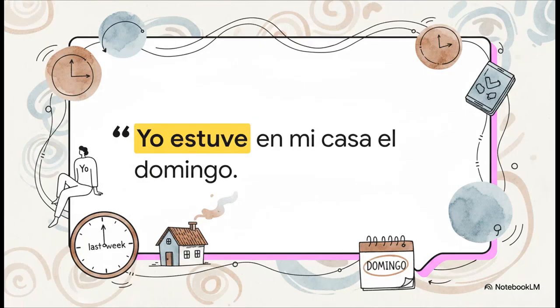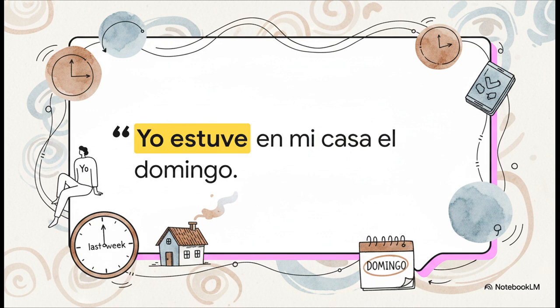Let's break down the very first example. Yo estuve en mi casa el domingo. Notice how that pronoun yo perfectly matches up with estuve, ending in that E we just talked about. And hey, look at the time marker, el domingo, on Sunday. It completely anchors that state of being in the past.